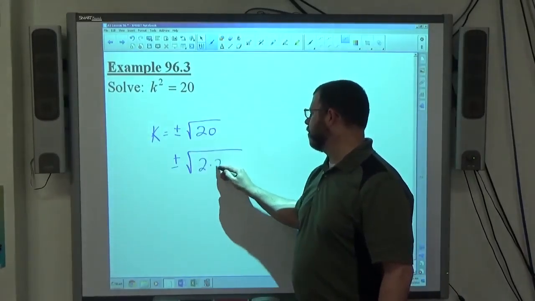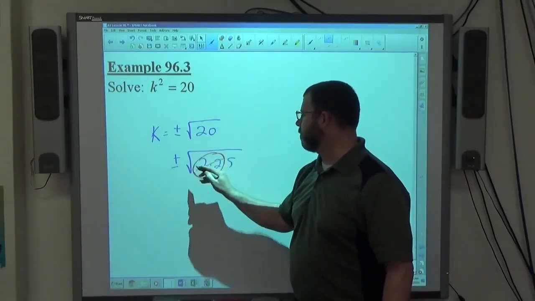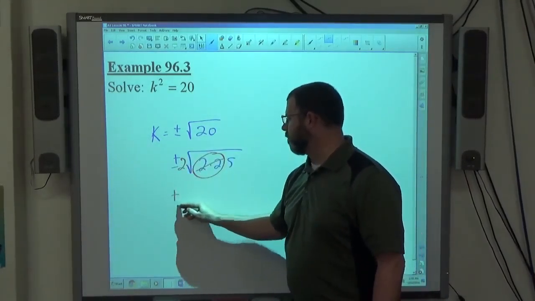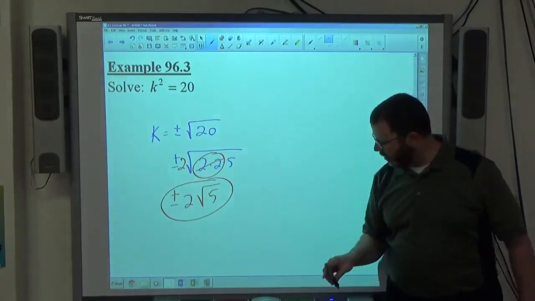20 is 2 times 2 times 5. And since we have a pair of 2's inside, we can pull one 2 outside. So plus or minus 2 times the square root of 5. I'm looking for answers along those lines each time.